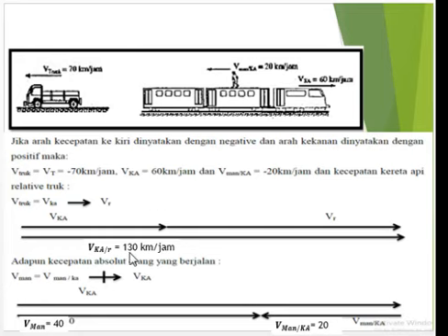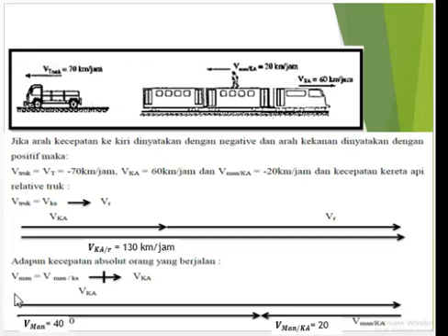So we can calculate the velocity of the train relative to the truck: 70 km per hour plus 60 km per hour. So the result for the velocity of the train relative to the truck is 130 km per hour.